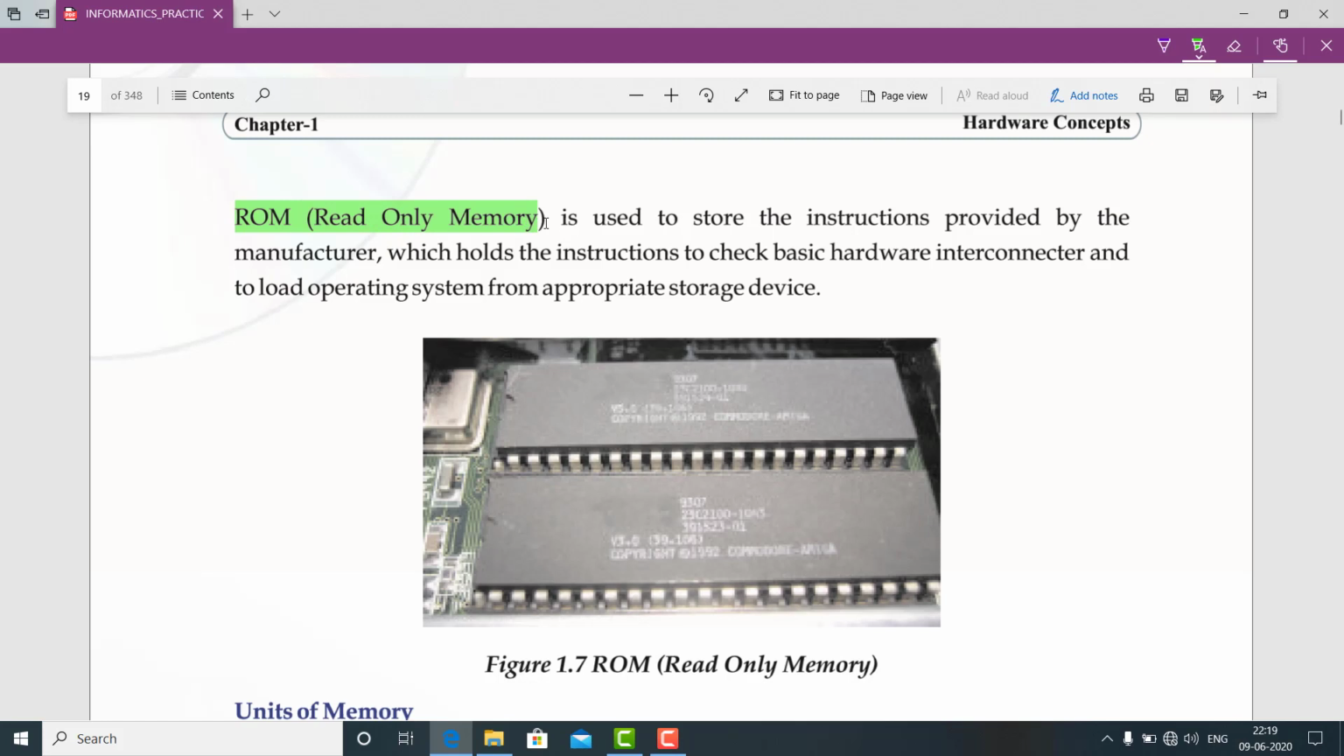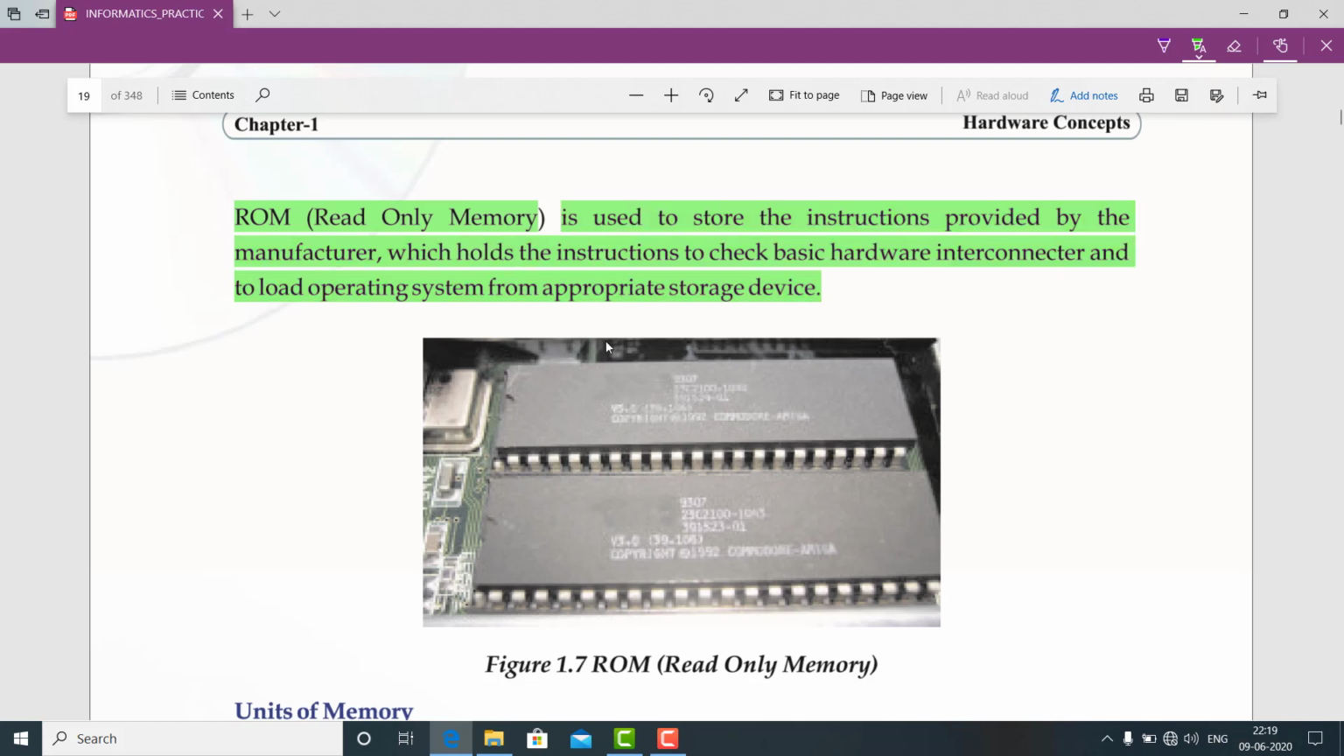ROM means read only memory. Its definition is: read only memory is used to store the instructions provided by the manufacturer, which holds the instructions to check basic hardware interconnected and to load the operating system from the appropriate storage device.